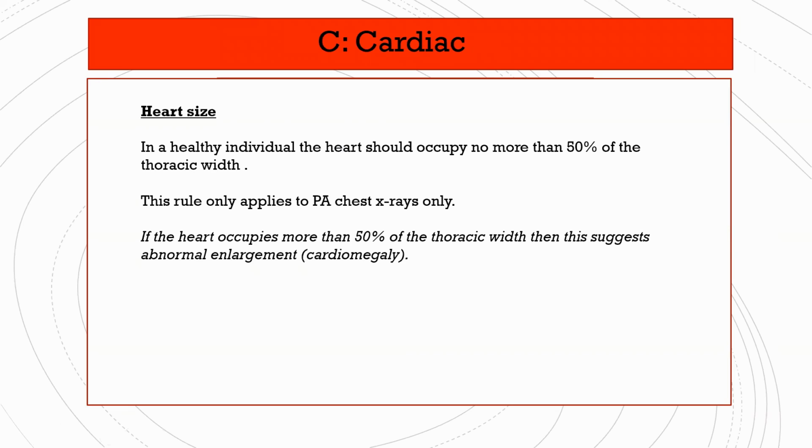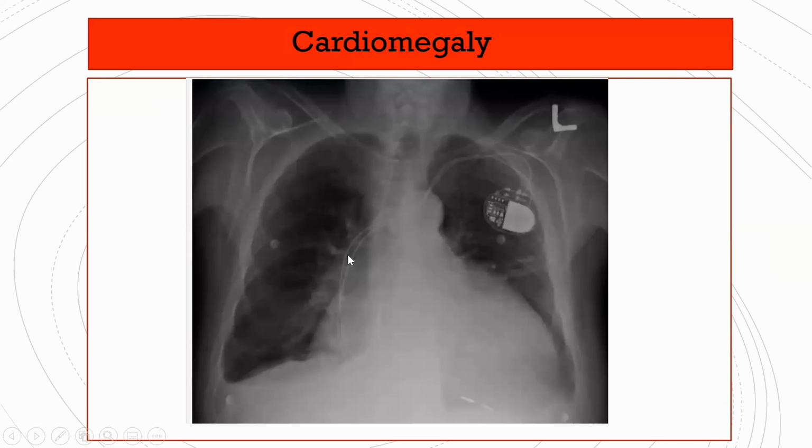Heart size. In a healthy individual, the heart should occupy no more than 50% of the width of the thorax, okay? But you only have to interpret this on PA X-rays. Otherwise, you can say, I can't comment because it's not a PA X-ray, okay? And if it occupies more than 50%, this suggests enlargement, cardiomegaly, which is seen in heart failure. So you can see here the heart is huge, okay?